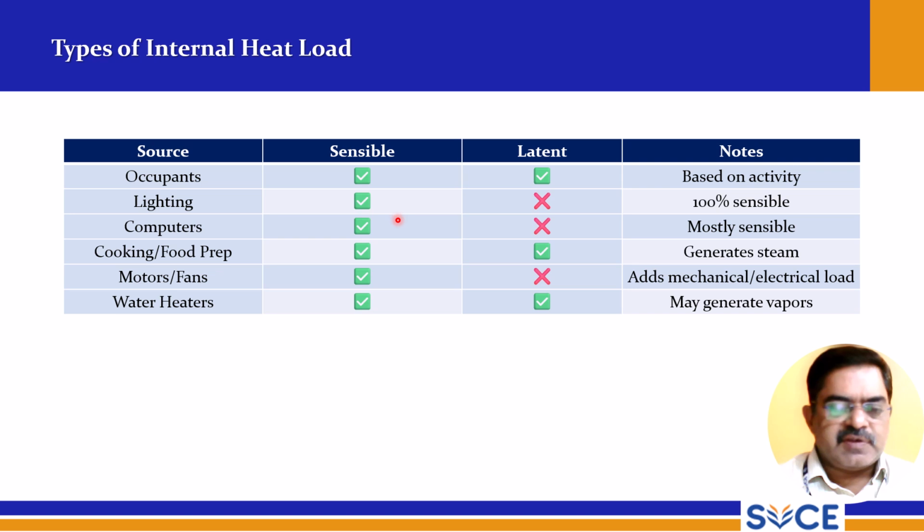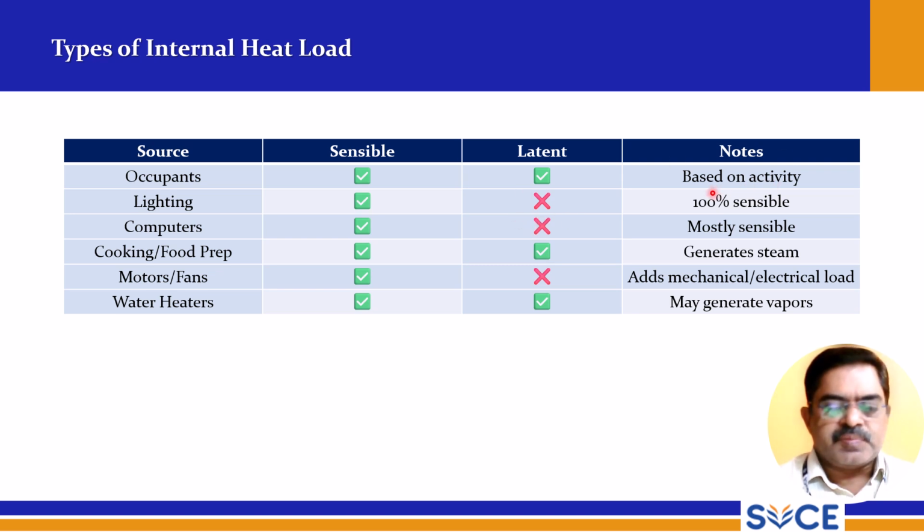So, types of internal heat load. You can see the occupants, lighting, computers. Even a computer is a gadget that produces heat. Also cooking, food preparation, motors, fans, water heaters. All of these exhibit sensible heat, and a few exhibit latent heat: occupants, cooking, food preparation, and water heaters. Motors, fans, lighting, and computers do not produce any latent heat.